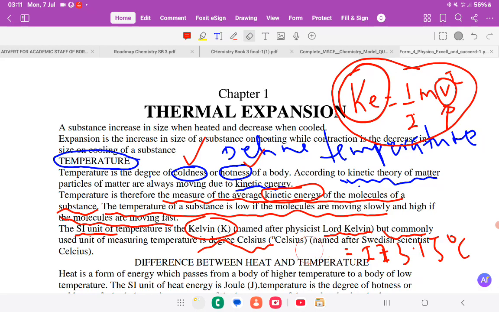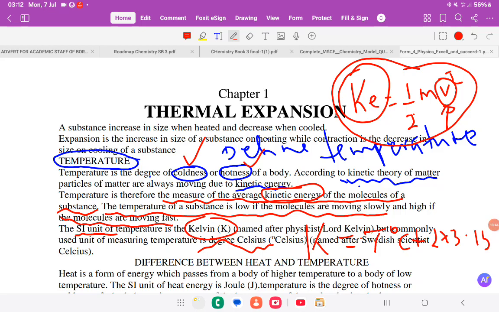Or to make it a bit simpler, to change temperature which is in degrees Celsius into kelvins, just to take you a bit back to Form 3 physics, all you have to do is take the temperature in degrees Celsius and add 273.15. So you're going to have temperature in kelvins.